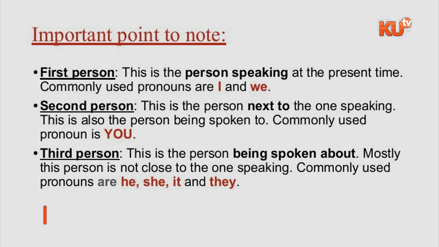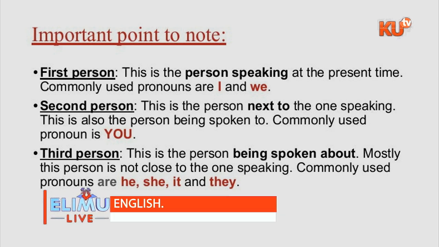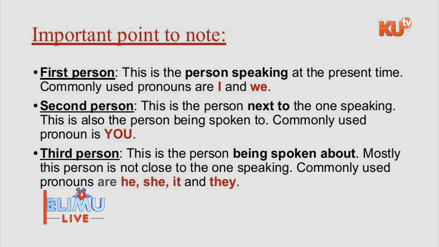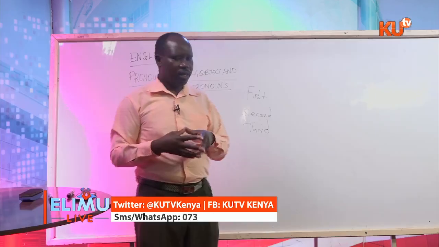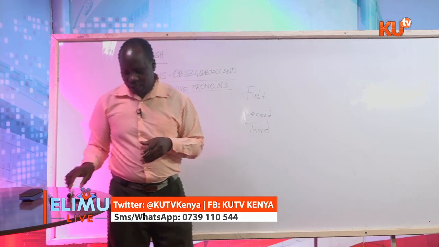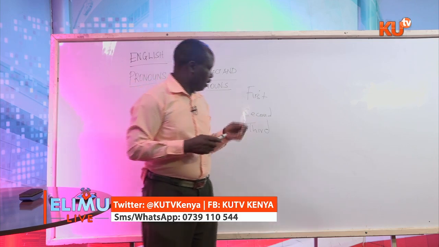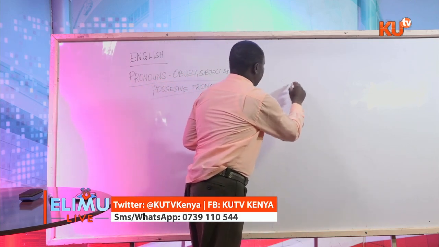Then there are plural forms. The plural form of he, she, and it is they. So first person singular, I. First person plural, we. Second person singular, as I've said, is you. Let me indicate.